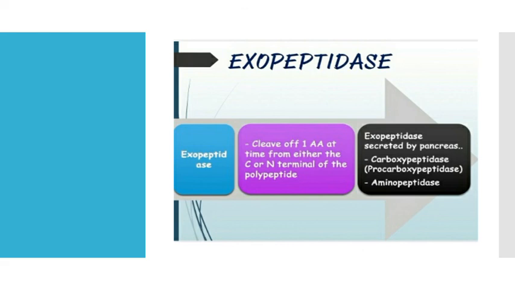Exopeptidases cleave amino acids one at a time from either the carboxyl or N-terminal end of the polypeptide. Exopeptidases secreted by the pancreas are procarboxypeptidase and aminopeptidase. What is the function of exopeptidase? It cleaves off amino acids one at a time from either the carboxyl or nitrogen terminal of the polypeptide.